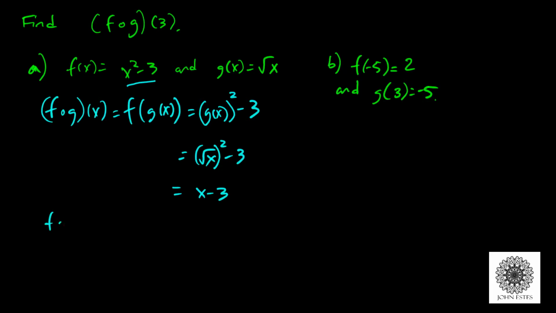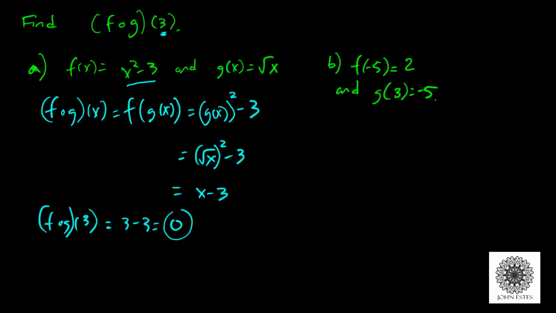So if I plug in the value of 3 into this new function, because x minus 3 is the function that I got when I composed x squared minus 3 with the square root of x, I get 3 minus 3, which is 0. So that means when I plug in 3 into this function, the output is 0.